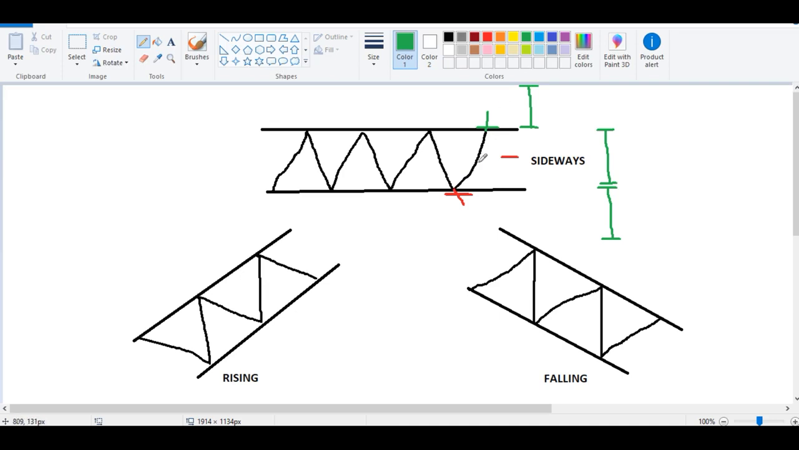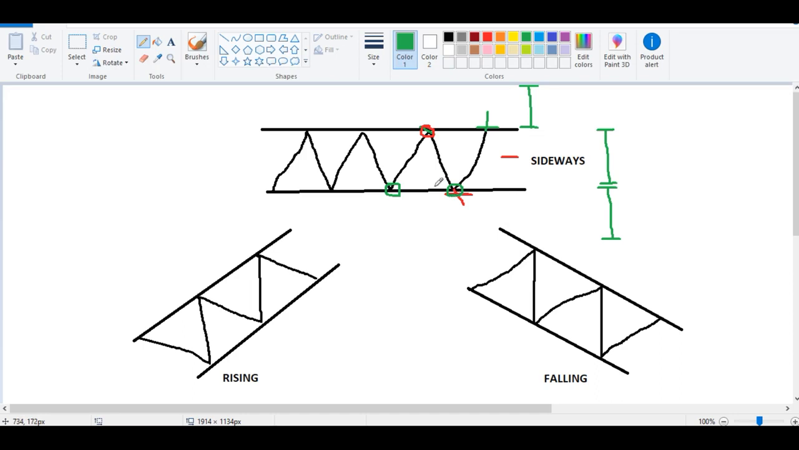Now the second way we can trade a channel is where we will buy at the bottom of the channel, the lower end of the channel, keeping my target as the upper end of the channel, which is right here. And the other way is where we sell at the resistance point at the upper end of the channel, keeping the lower end of the channel as my target.